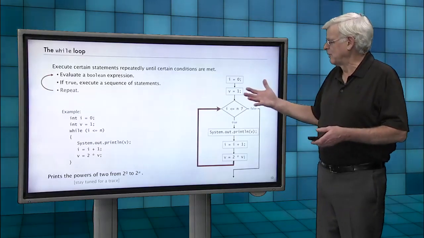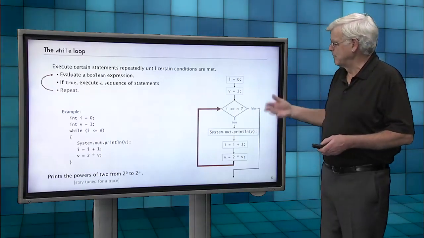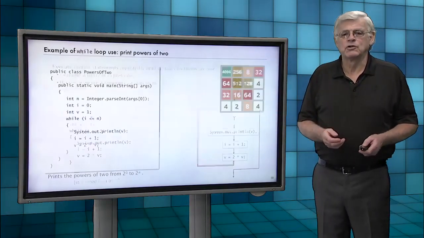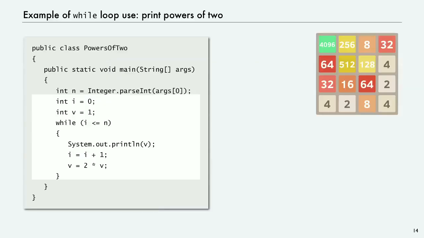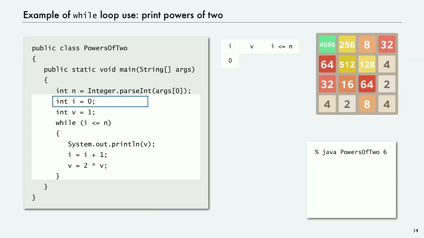It's a very natural way to express a computation that you want to repeat again and again, and let's look more closely at what happens. So this is that same code wrapped in a full Java program with a main and so forth. It takes from the command line an integer that we put in a variable n, and then sets two variables i and v and goes into a while loop. What this program does is print powers of 2. So what happens? We set i to 0 and v to 1.